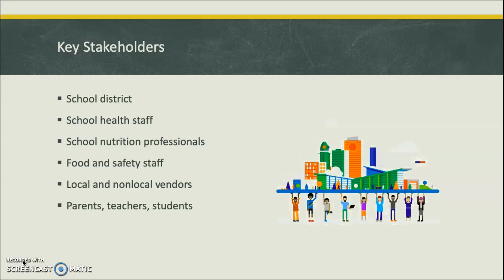School nutrition professionals will be able to help with the menu planning and implementing in order to make sure the right combinations of foods are provided at each meal in order to meet the USDA guidelines. It will also be important to engage local and non-local produce vendors to establish relationships for seasonal and non-seasonal items throughout the school year.